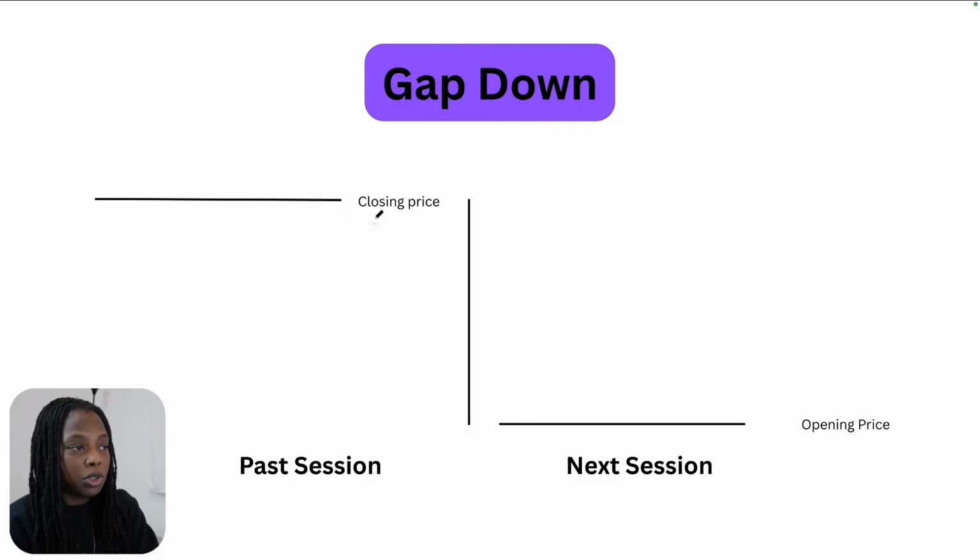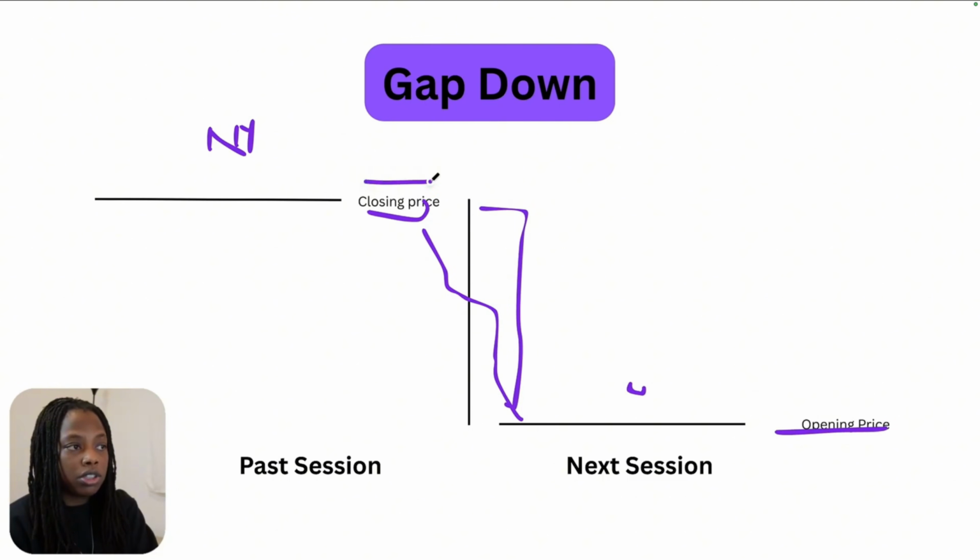A gap down happens when, for example, the New York session closes. You have to mark that closing price. Just mark it. And then the next session, when the next New York session opens again at 9:30 Eastern Time, the price opens lower than the closing price. It has created a gap. You want to mark out this level.